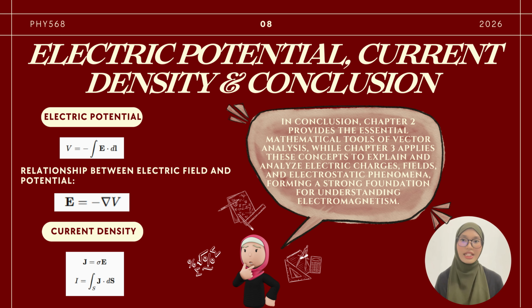In conclusion, Chapter 2 provides the mathematical foundation through vector analysis, while Chapter 3 applies these concepts to explain electric charge, electric field, and electrostatic phenomena. Together, these chapters build the fundamental knowledge required for understanding electromagnetism.